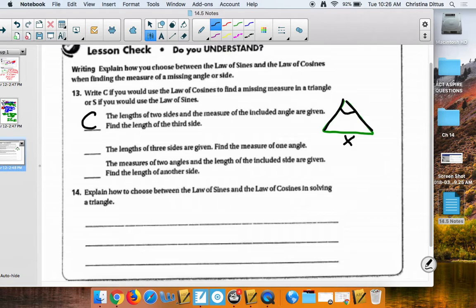I have the lengths of three sides and I'm looking for one angle. So I have side, side, side, looking for that angle. What should I use? Cosine.